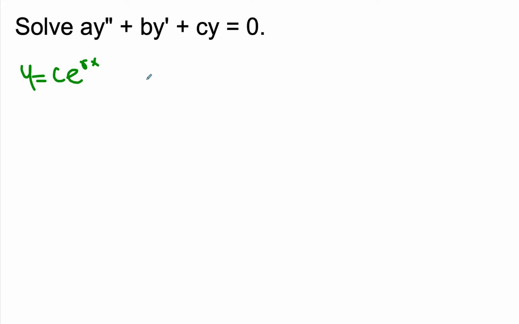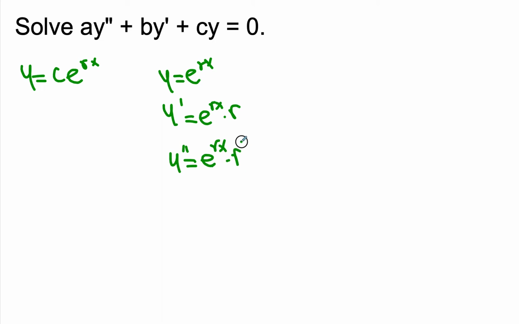then you can say y, and then I'm going to factor c out. So y must be equal to e to the rx. Y prime must be equal to e to the rx times r. Y double prime is equal to e to the rx times r squared. So by putting them in, our equation is a r squared e to the rx plus b r e to the rx plus c e to the rx equal to 0.